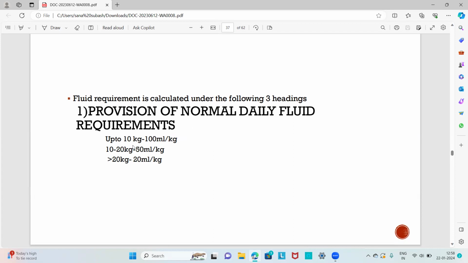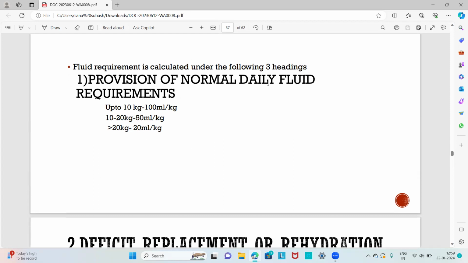This is by the Holliday-Segar formula. Up to 10 kilogram, we have to give 100 ml per kilogram. For 10 to 20 kilogram, we have to add to this 1000 ml, plus 50 ml per kilogram for each kilogram of weight above 10 kilogram. If the weight is greater than 20 kilogram, we have to add 1500 ml plus 20 ml per kilogram for each kilogram above 20 kilogram. So that is the Holliday-Segar formula. The normal daily fluid requirement is calculated by the Holliday-Segar formula.